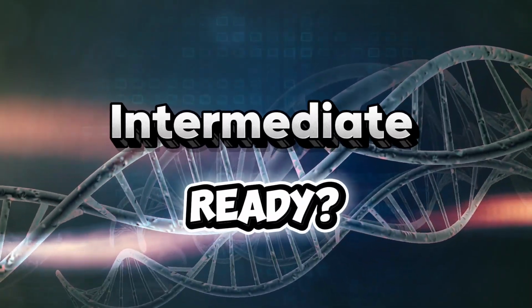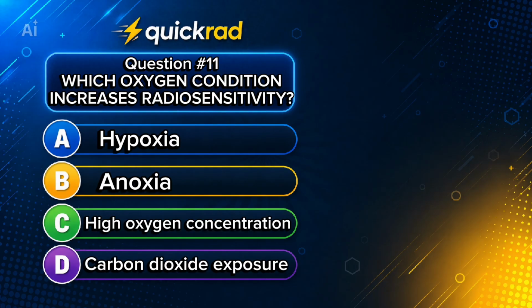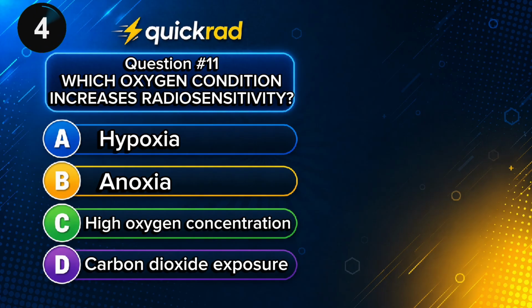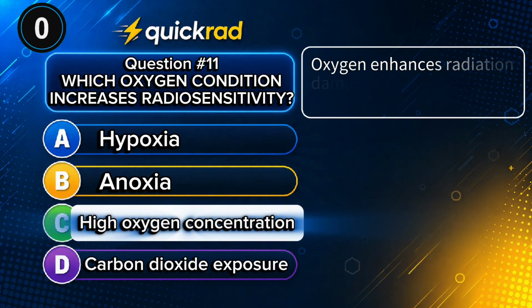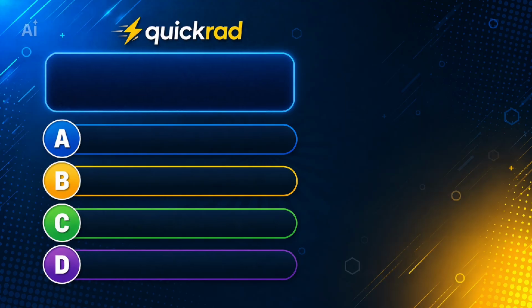Now let's move up to the intermediate level. Ready? Let's go. Question 11. Which oxygen condition increases radiosensitivity? Correct answer C. High oxygen concentration. Oxygen enhances radiation damage through free radical formation.